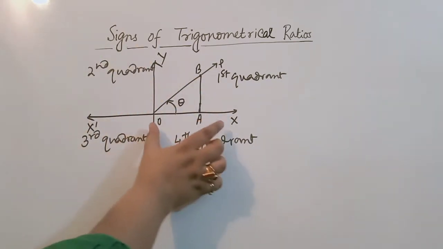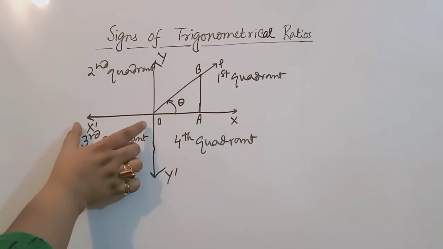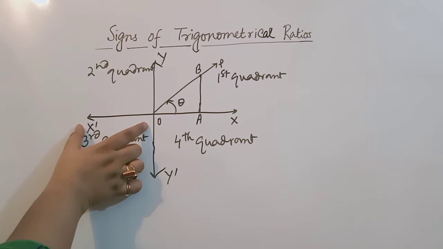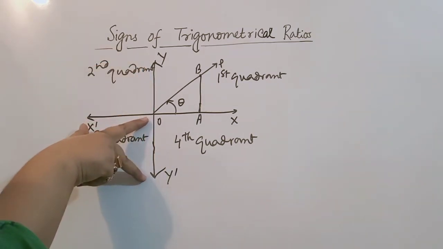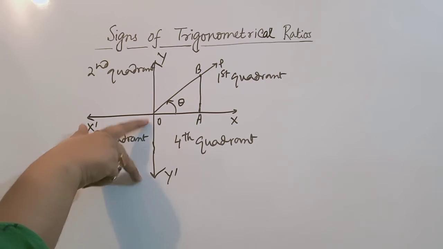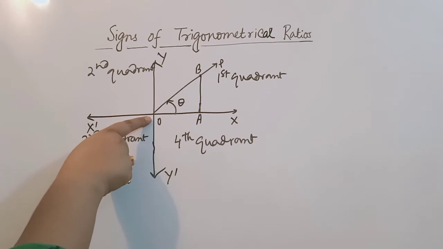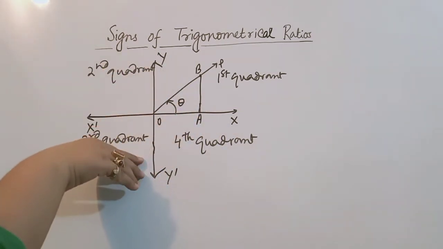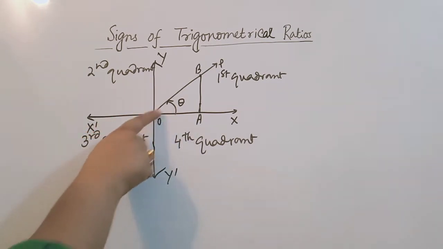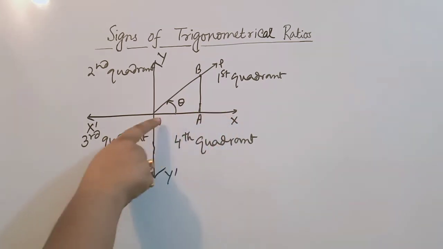Now we know that this part is the positive part of x-axis, means OX is positive, OX dashed is negative part of x-axis, OY is positive part of y-axis and OY dashed is negative part of y-axis. Now here a ray OP is considered in such a way that it rotates about O either along anti-clockwise direction or along clockwise direction. Now let us consider OP has rotated in such a way that it forms an angle theta with the positive part of x-axis, means with OX.